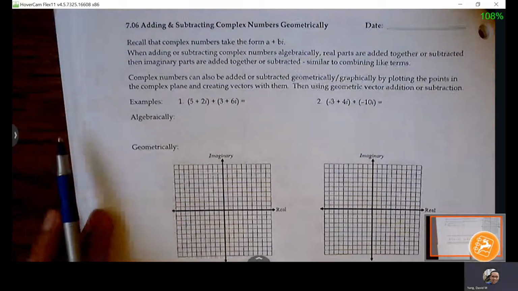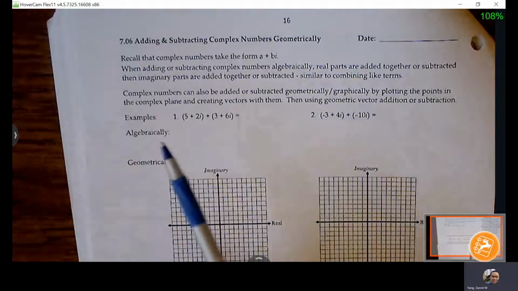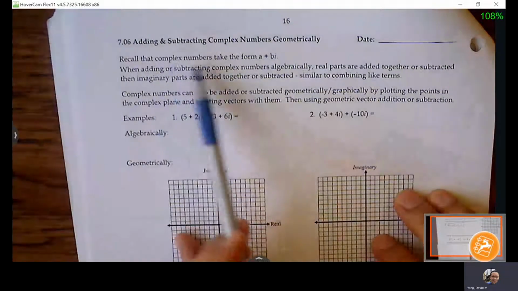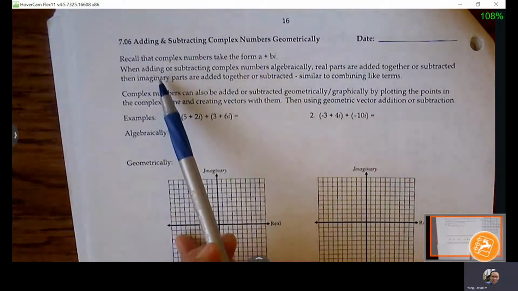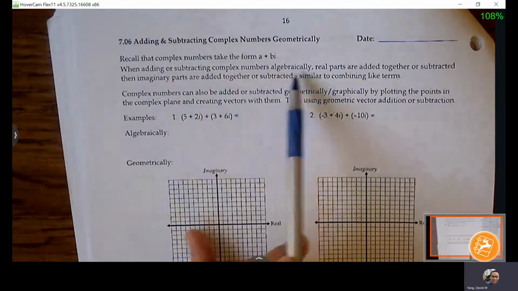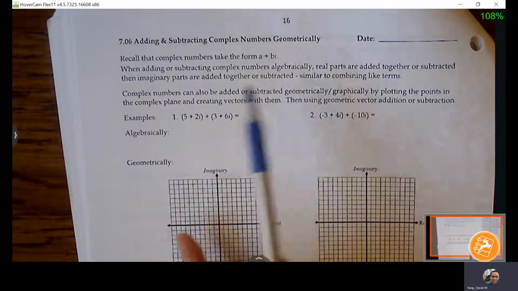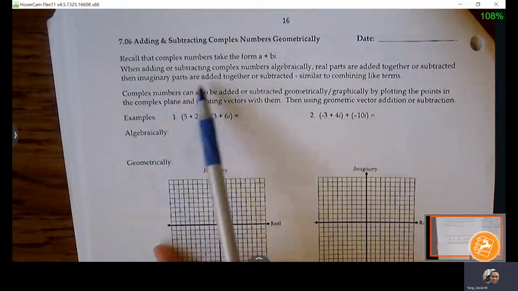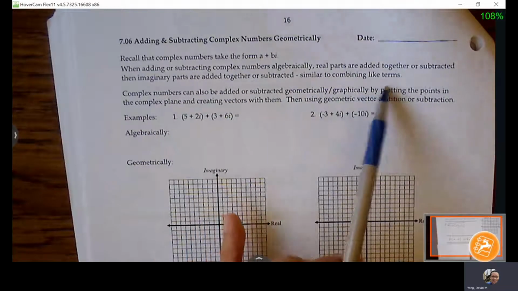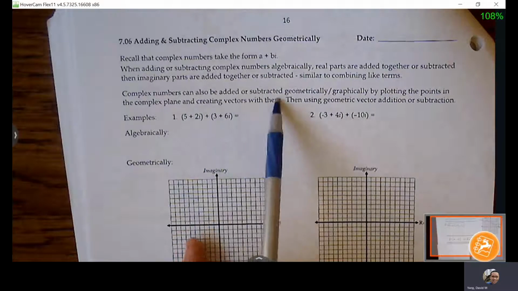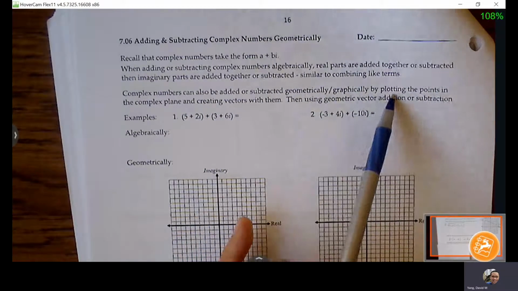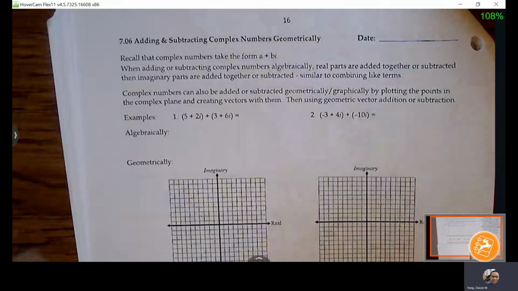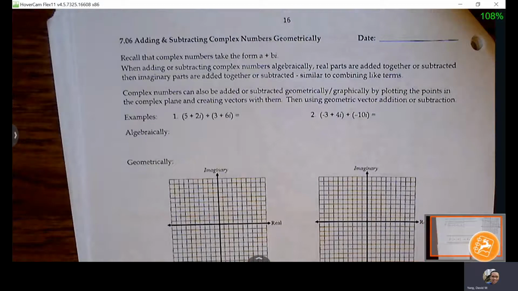Okay, sorry. So algebraically first, recall that complex numbers take the form of a plus bi. When adding or subtracting complex numbers algebraically, the real parts are added together or subtracted depending on whatever sign they give you, and then the imaginary parts are added together or subtracted, similar to combining like terms. Complex numbers can also be added or subtracted geometrically, graphically, by plotting the points and creating vectors with them. Okay. Then we can use geometric vector addition or subtraction.